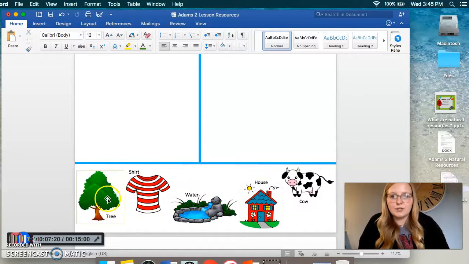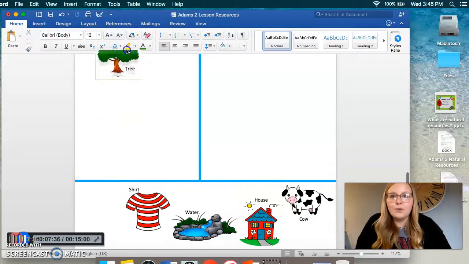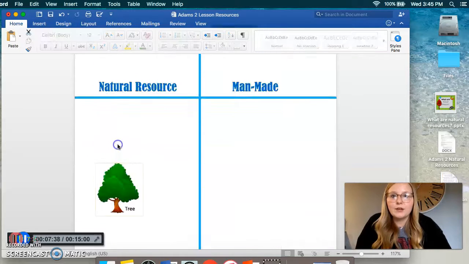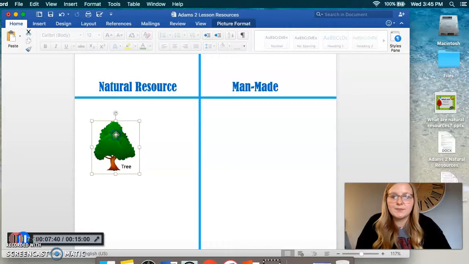So let's start with the tree. Because we already know a lot about living and non-living things, we know that trees grow on their own. We may plant seeds to help trees grow, but they grow naturally. So this one will go under natural resource.